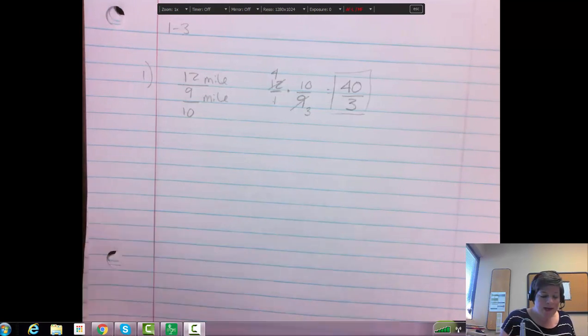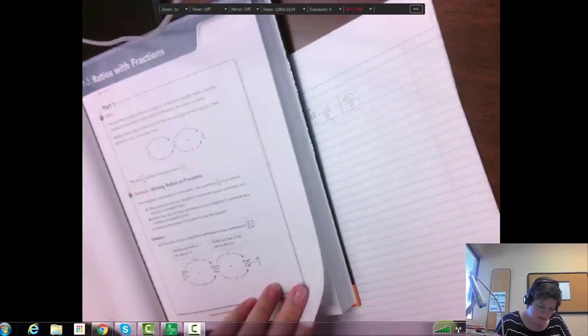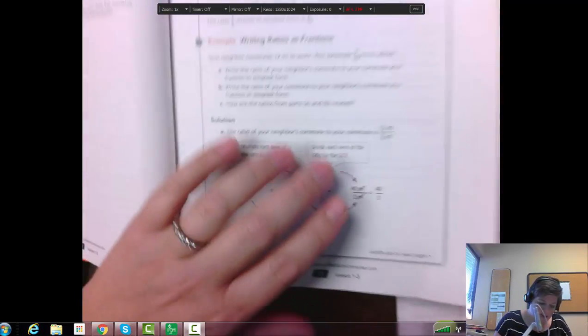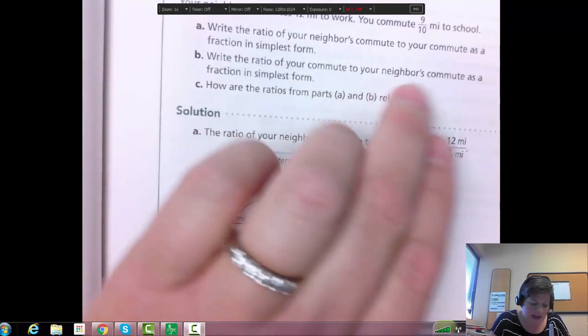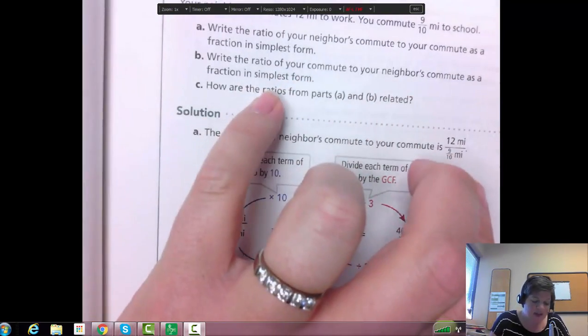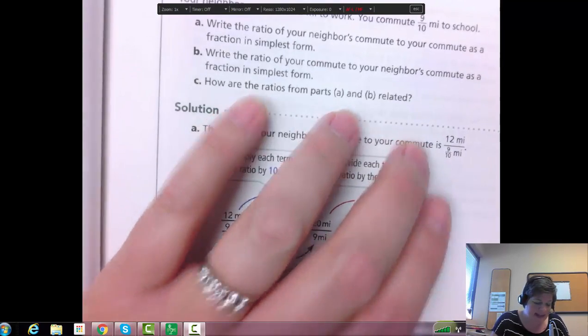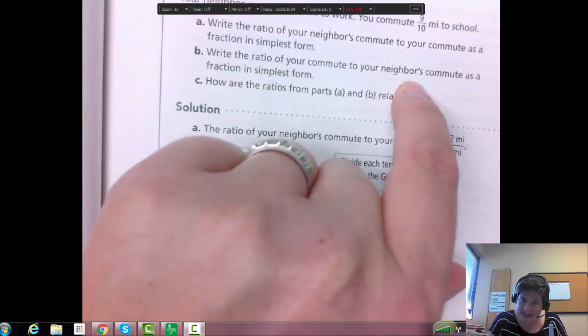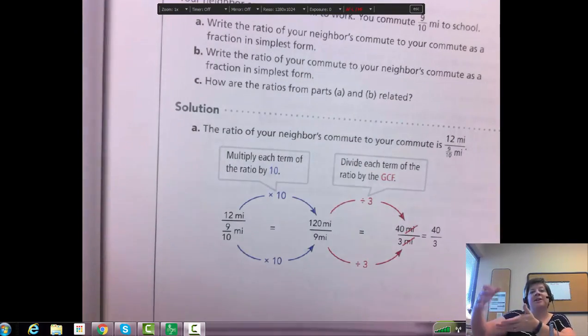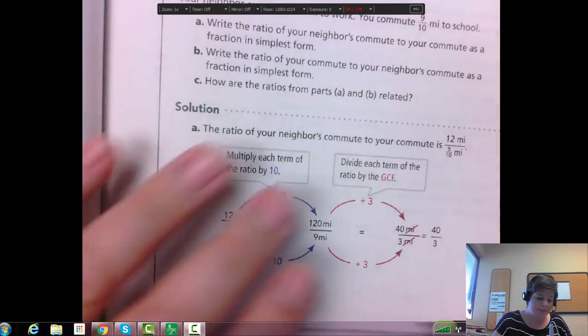Let's do another one. Let's look at, oh, they did the other way, but yeah, we could do the other way. Write the ratio of your commute to your neighbor's commute as a fraction. So what did they change on this one? They said the ratio of your commute first and your neighbor's second. So neighbor's is second, so it's got to go second in that denominator.